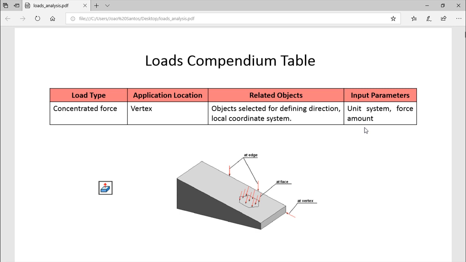So first one, it's the basic concentrated force. We can apply it on a vertex. We have objects selected for direction definition and local coordinate system, and we need to give units, and we give also a force.